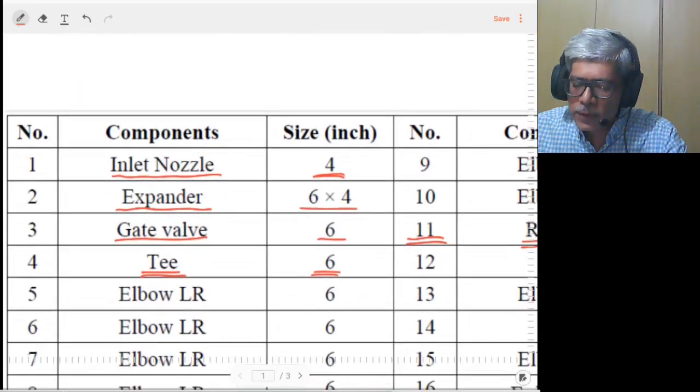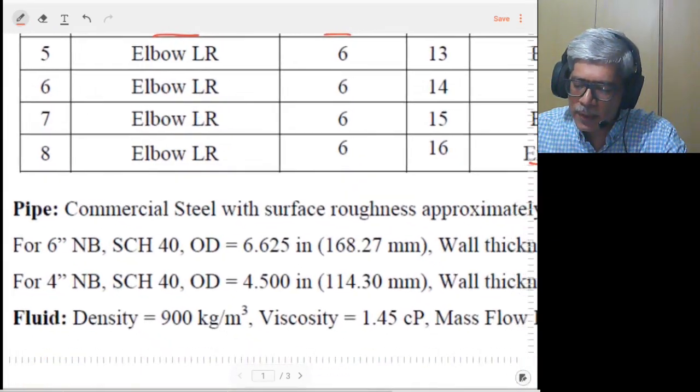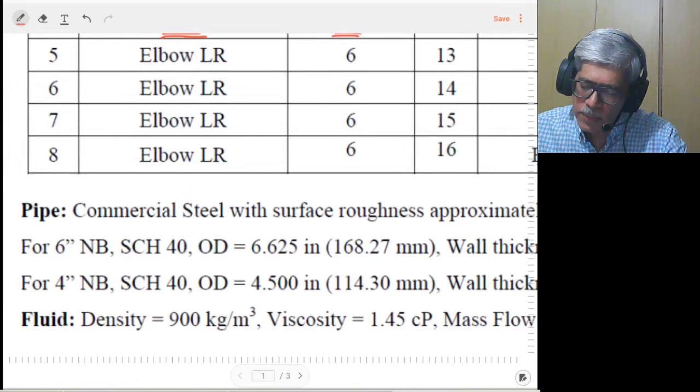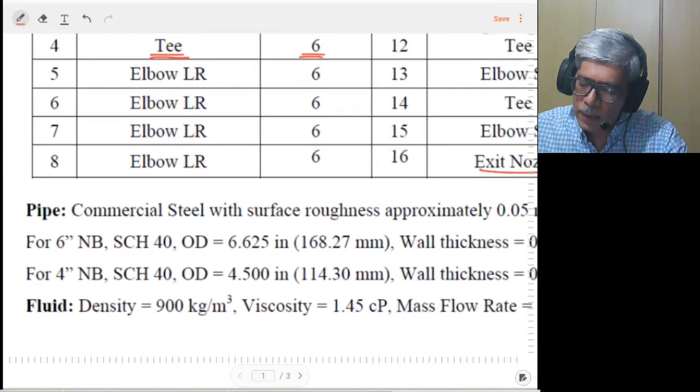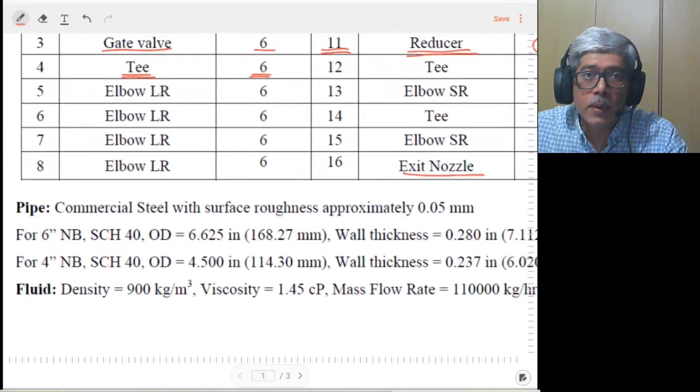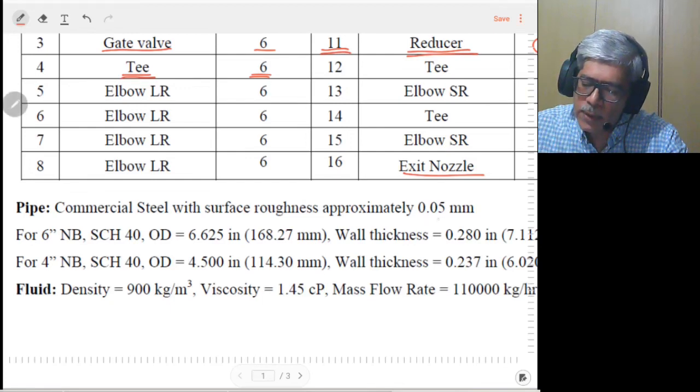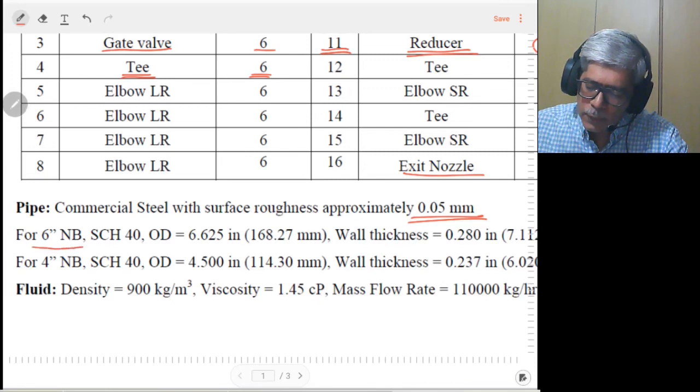In order to do the calculations, we will require the process related data. In this particular case, for calculating the friction factor, you will require the surface roughness, which can be taken from the table, but in this case it is directly given as a part of the problem. The size of the pipeline, 6-inch and 4-inch.